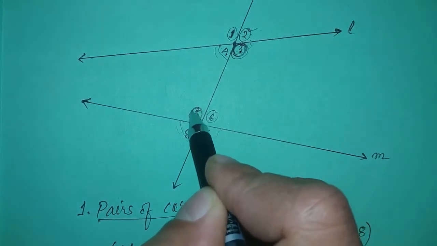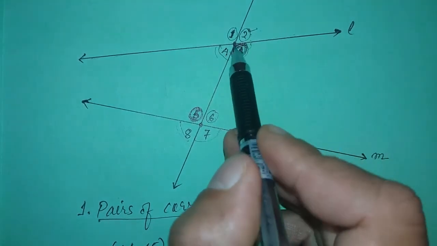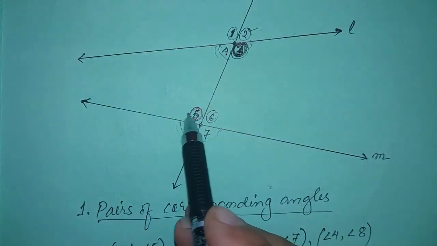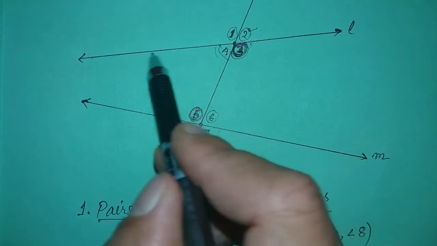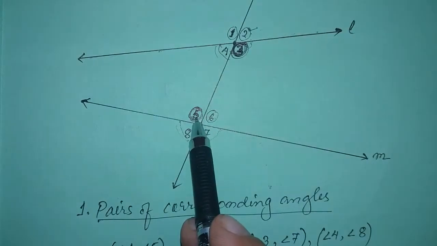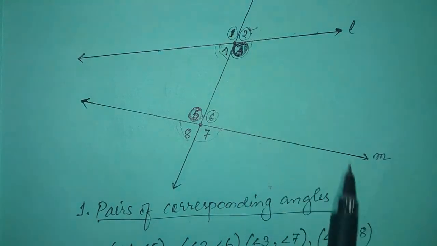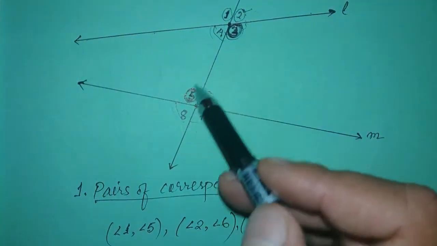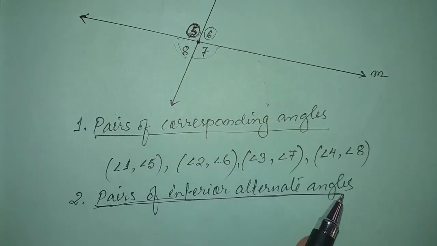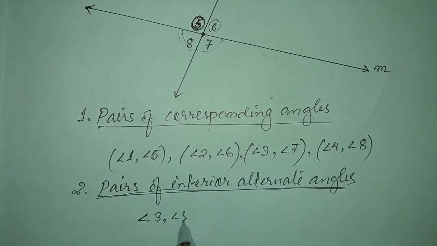Now when we say pairs of interior alternate angles, take this angle 3 and this angle 5. Now 3 is to the right of this transversal, 5 is to the left of this transversal, and 3 is below this line and 5 is above this line. So these 3 and 5 are totally opposite. Everything is opposite. So such a pair of angles is said to be a pair of alternate angles. So pairs of interior alternate angles: angle 3 and angle 5.